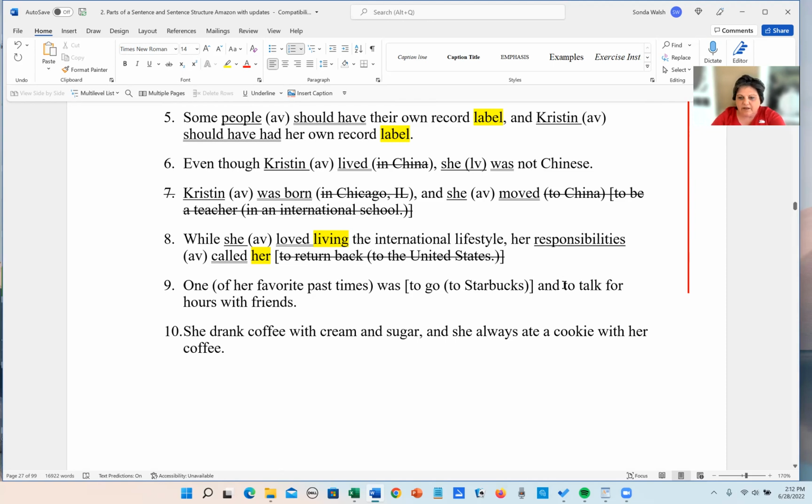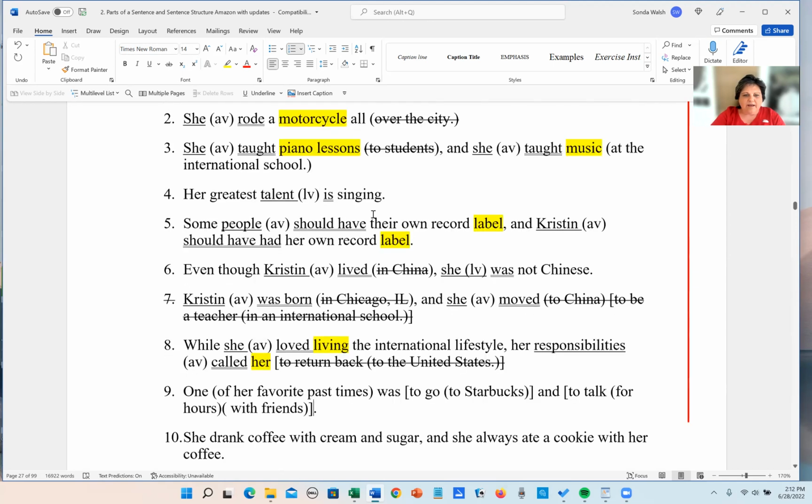And then we have another over here. To talk for hours is a prepositional phrase. And with friends is a prepositional phrase. And we'll close that infinitive phrase. So this one we have an infinitive phrase with two prepositional phrases inside.